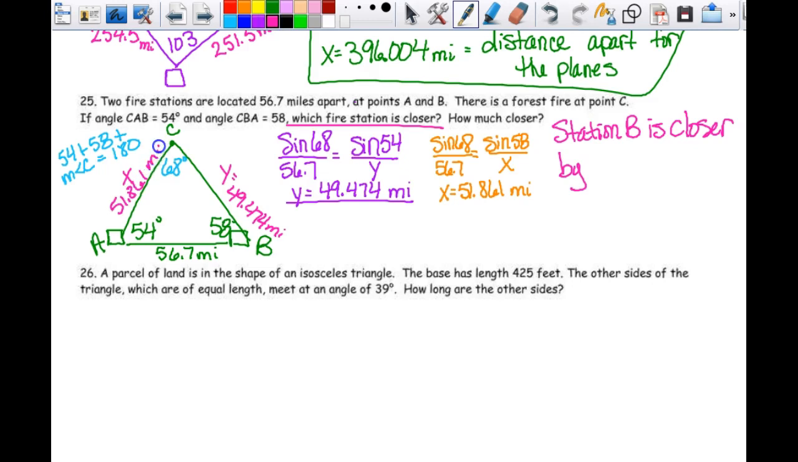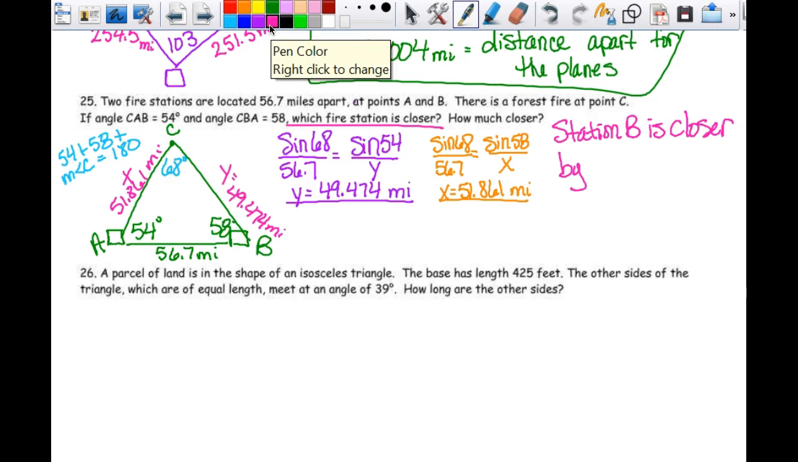So this is 51.861 miles. So I can see now that I've found those, and it's asking me which station is closer, right? Here are my two answers. And clearly B is closer, right? Because line segment BC is shorter, and that's what I had said from the beginning, so we'll feel good about that. Then it asks how much closer.